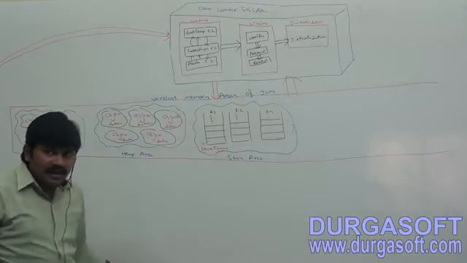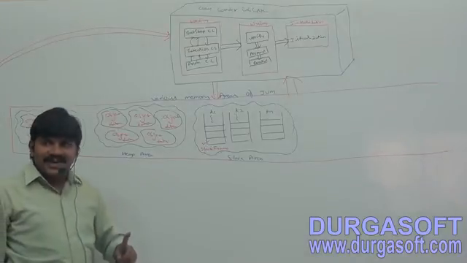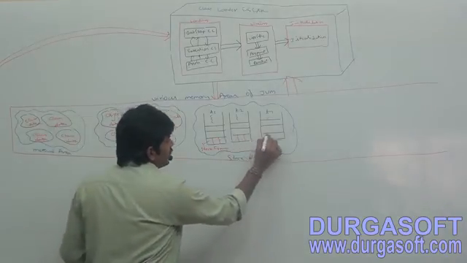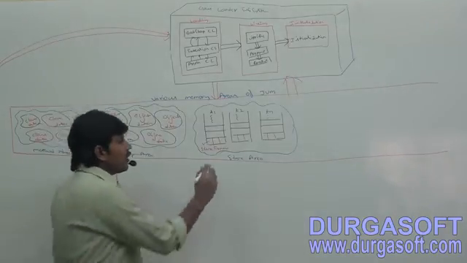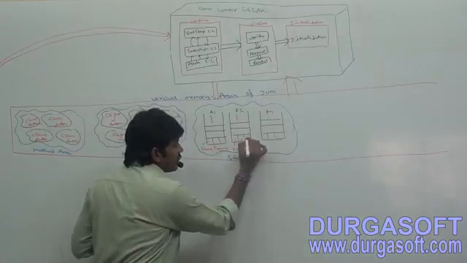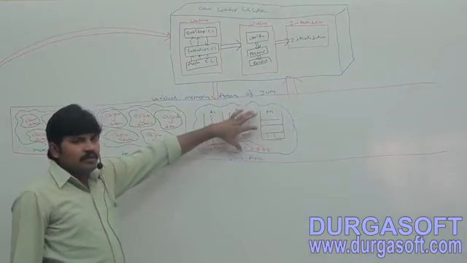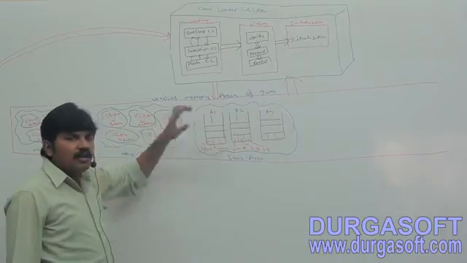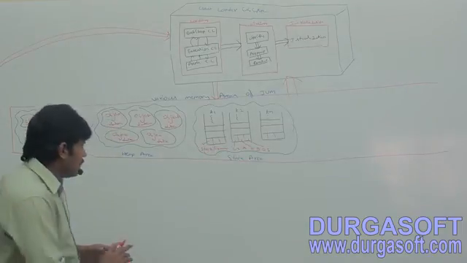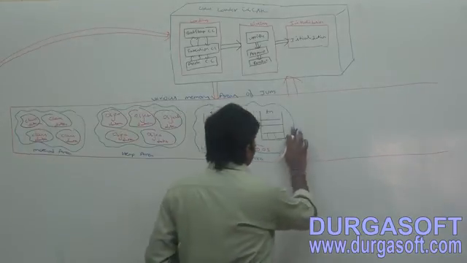And a stack frame contains how many parts? Three parts are there: local variable array, operand stack, and frame data. Every stack frame contains three parts. For every thread a separate stack will be there. All local variables will be stored in the corresponding runtime stack. Clear for all of you, right? So this one is nothing but the stack area.